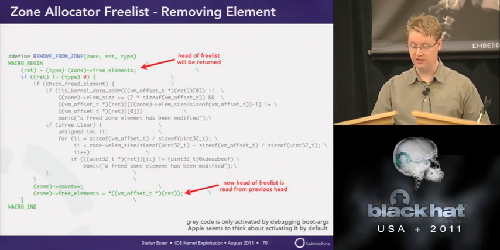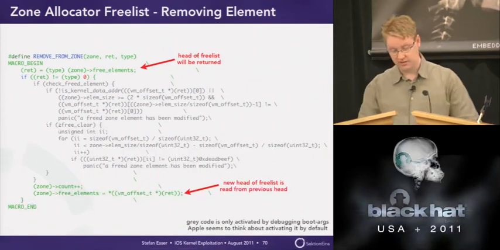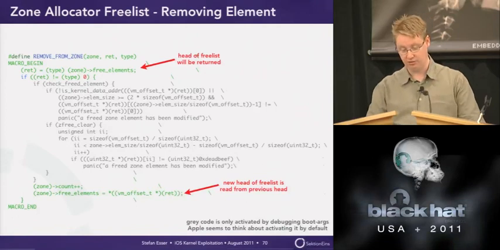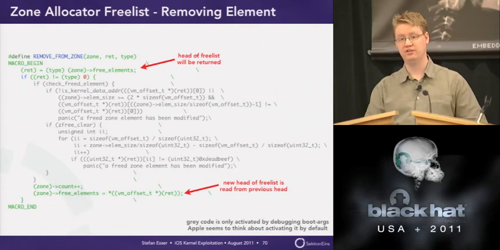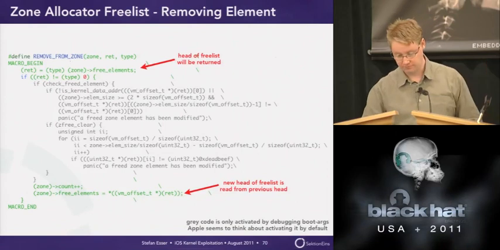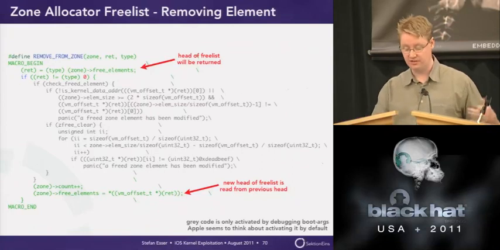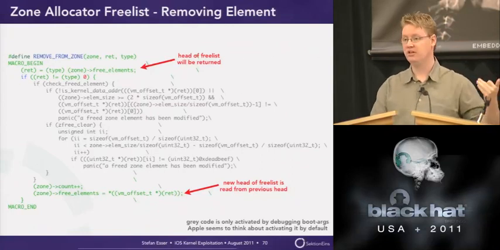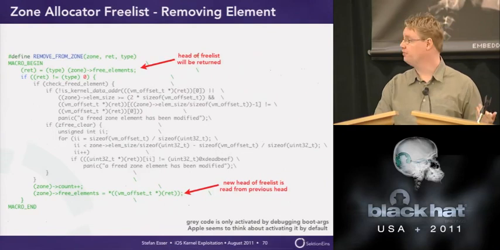In this case, you remove something from the zone. That means you allocate the memory. What it does is look up the current head of the free list and return that. But before it returns that, it takes the pointer to the next element in the free list from there and makes this the new head. There's a lot of debugging code in there and sanity checks that would make exploitation harder, but they are disabled by default. You need to set a special debugging boot argument to the kernel to actually activate it.